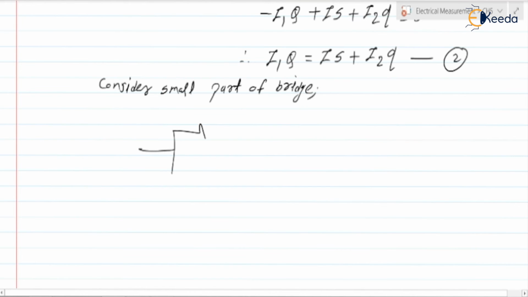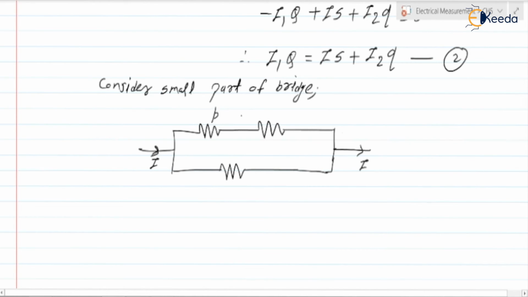We are having small p, small q, and here we are having a lead resistance. I am representing it with a resistor, small r. Here current is capital I, so here it is also capital I. This is small p, this is small q. Current here is I2. This is R. So here current is I minus I2.